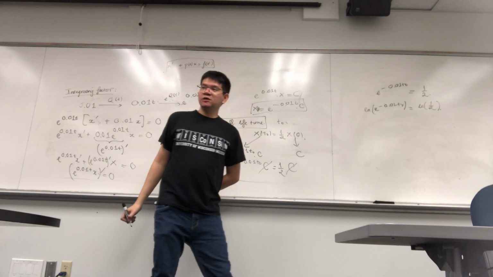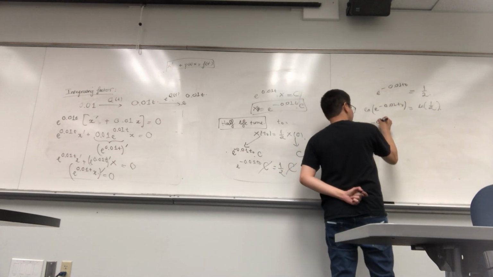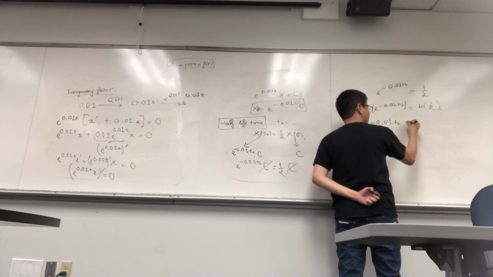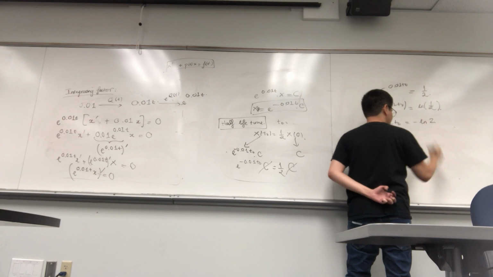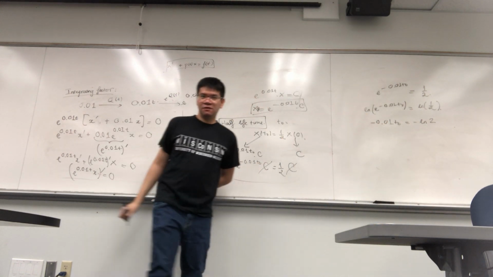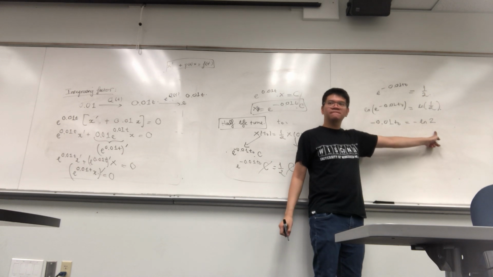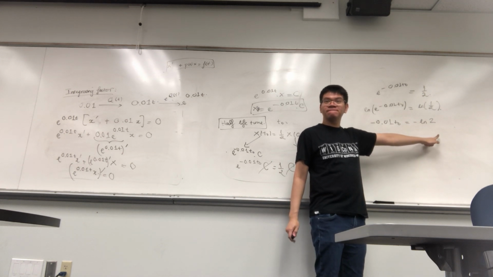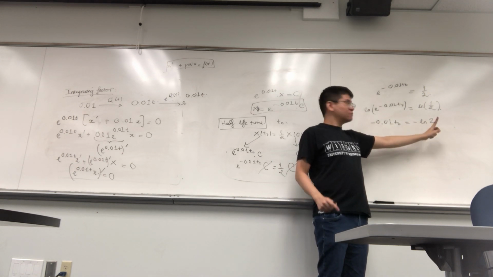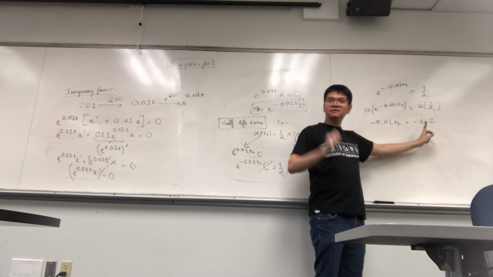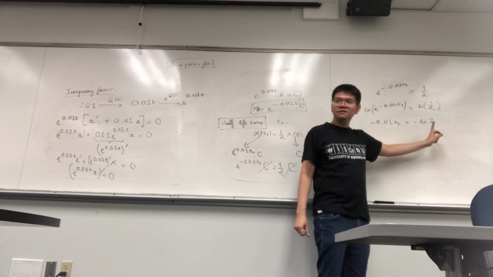On the left-hand side, I have minus 0.01 t0. On the right-hand side, I have minus log of 2. So why do I have minus log of 2? Because 1/2 is the same as 2 to the negative 1.